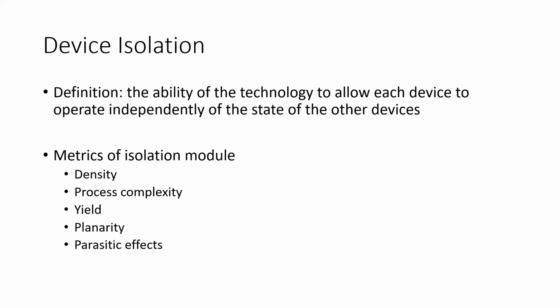There are some metrics for the device isolation module. We need to care about the device density. We want to make the device density larger, and we want to simplify the process complexity. The yield should be higher, and for device isolation, we need to make the surface planar, and also we need to reduce the parasitic effects.